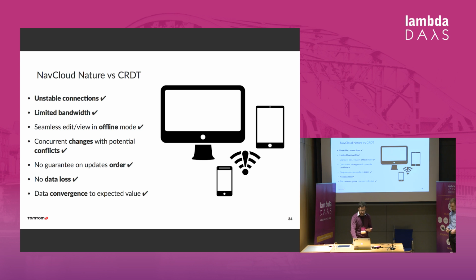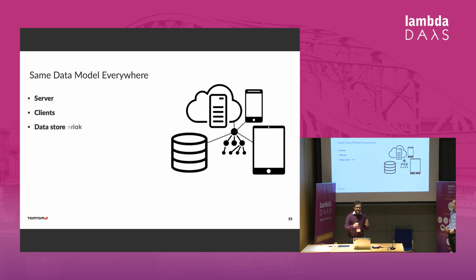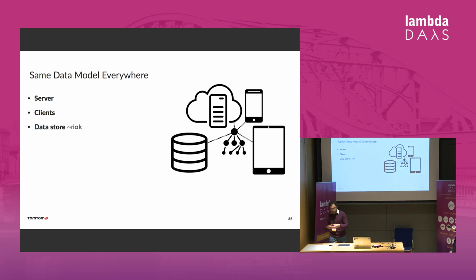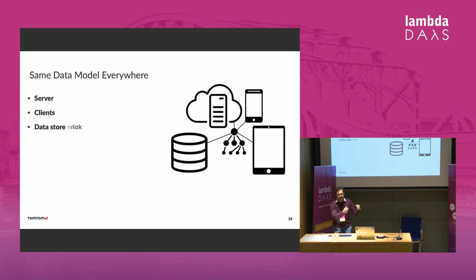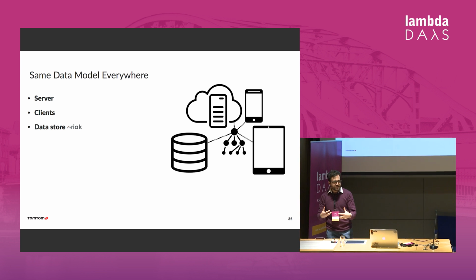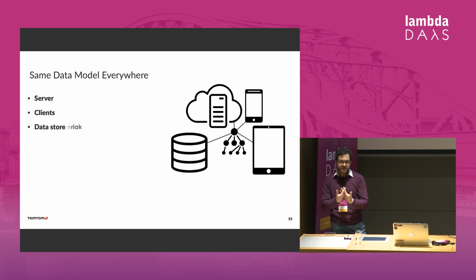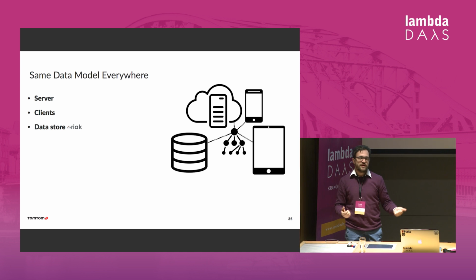Okay, why? Because we use this data structure everywhere. We use it in the client, we use it in the server, and we even use it in the database. So no matter which technology we use, we have a CRDT set or CRDT whatever in the client, in the server, and in the database, and all of them do the merging. And the merge logic is consistent everywhere.